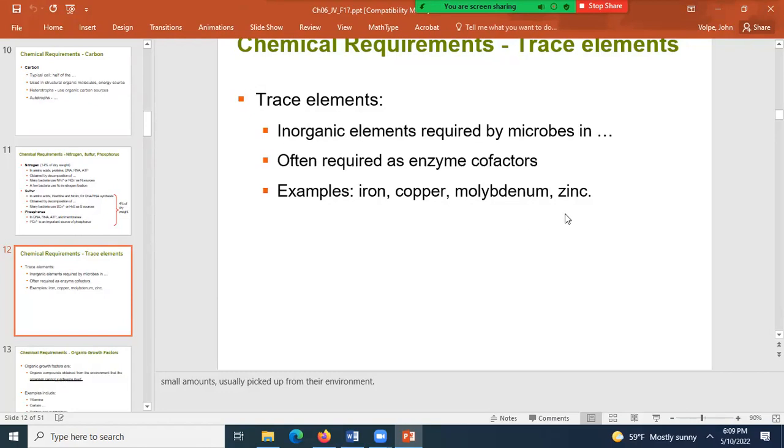For our cells, we need to have iron, copper, and zinc in trace elements, or else we would eventually get sick and then eventually die. Usually, the trace elements are needed in such small amounts that the organism can get them from their environment. And that is how we get copper, zinc, and maybe molybdenum.